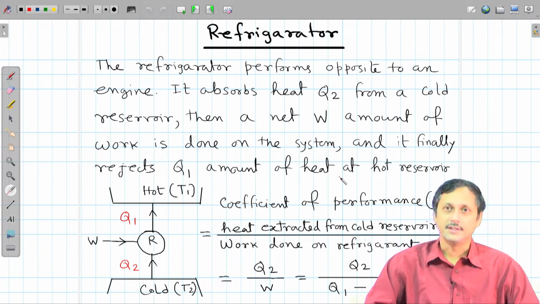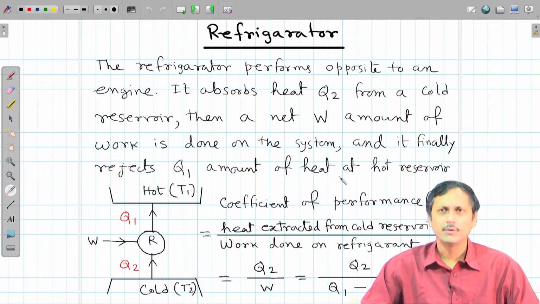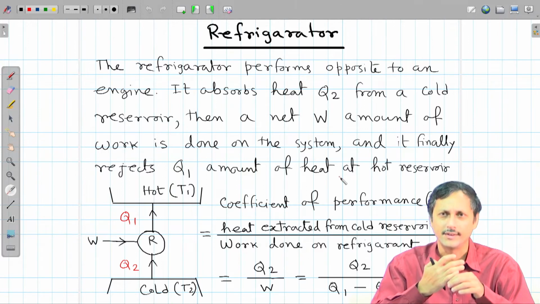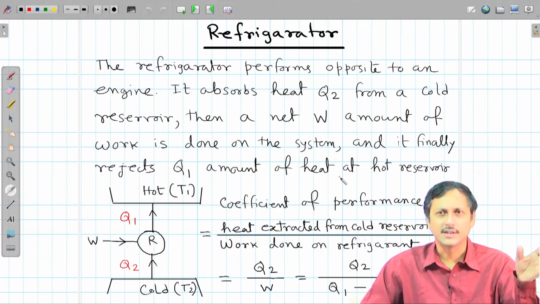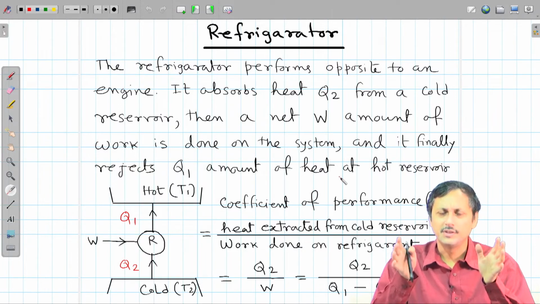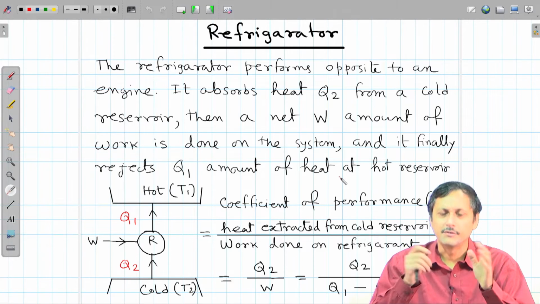Now, what is a refrigerator? We are all familiar with refrigerator. Almost every one of us has a fridge in the household. This is one sort of refrigerator. If we go to a shop to buy an ice cream or a cold drink, typically those are kept inside a refrigerator. So, we are all familiar with the word refrigerator.